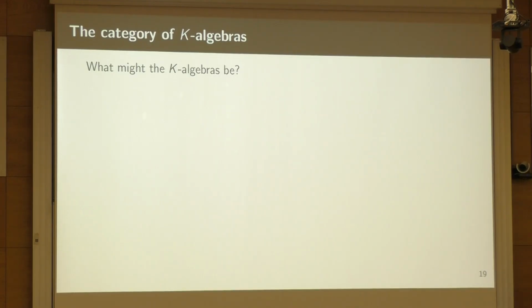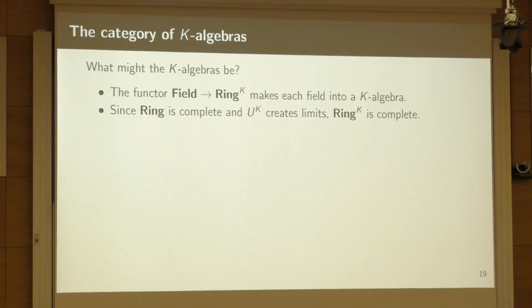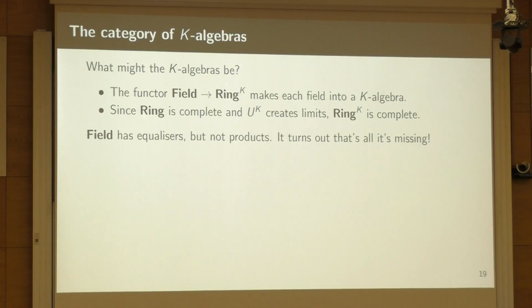Okay, so let's see what the category of k-algebras might be. Again, two hints. First one is that we were really looking at the forgetful functor from fields to rings, so every field is going to be canonically a k-algebra. So that's the first hint. Second one is because ring is complete, and this category is monadic over ring, it's also complete. So it's going to have all fields, and it's going to have all limits of fields in some sense. Field doesn't have all limits, as I said, it doesn't have products, but actually it turns out that that's all it's missing, in the following sense.